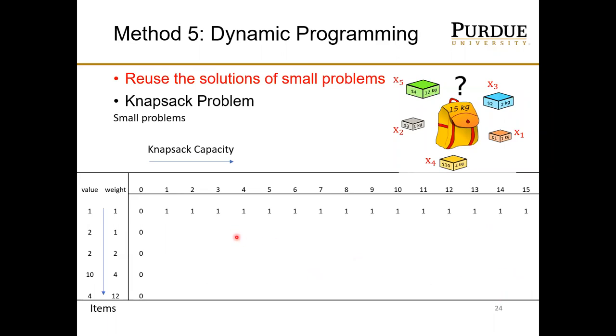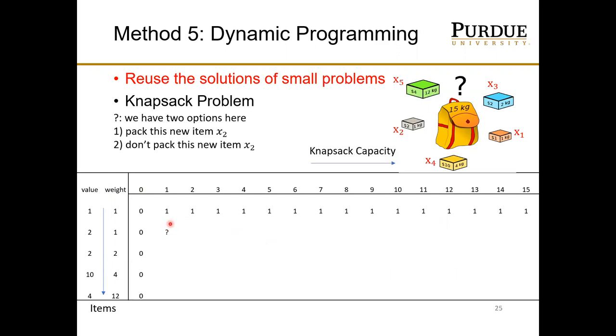Okay, so for now, we have already solved small problems, with capacity 1 or only 1 item. Then we want to propagate, we want to move on. So the first one will be this guy. What if the capacity is 1 and we have 2 items, x1 and x2? How do we solve this problem? Compared with the previous solution, the only difference is that we have an extra item, the second item. So here we need to determine, we have two options.